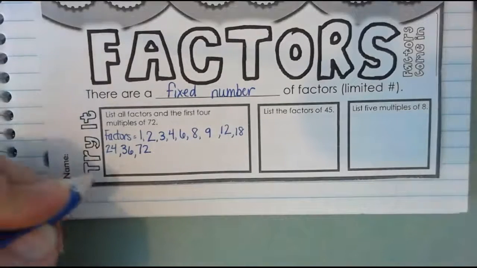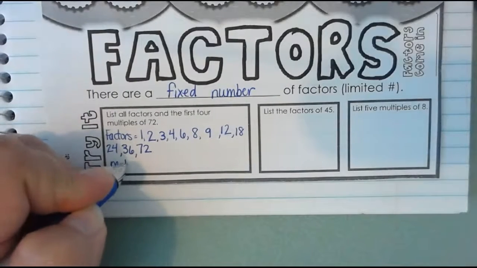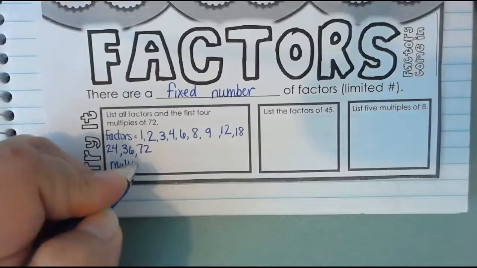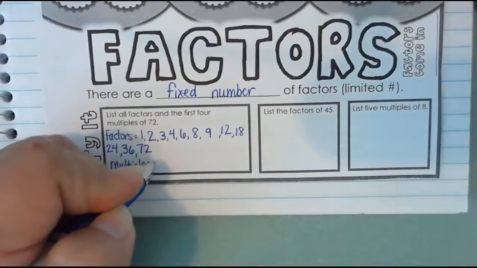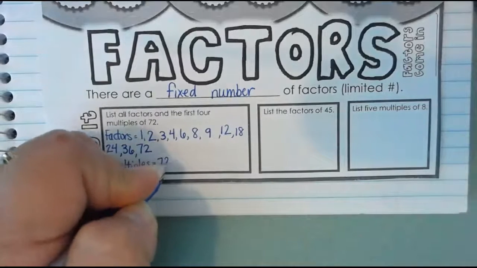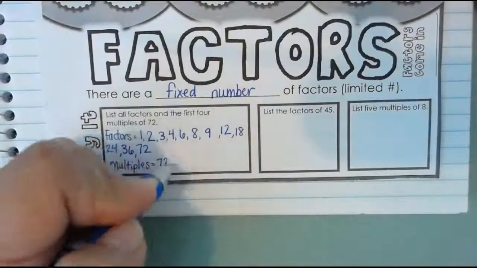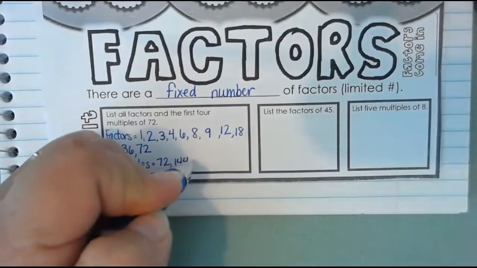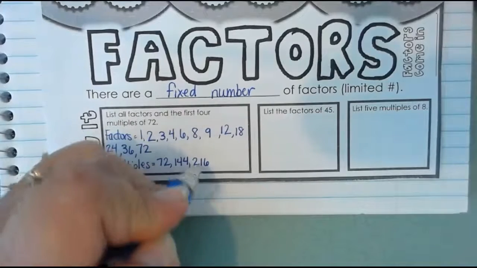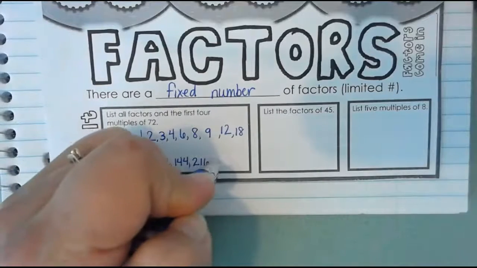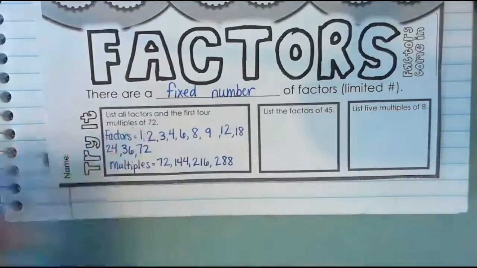They only want the first 4, thank goodness, because this is a pretty big number for me to think about. Wow. Multiples. And the first multiple for this one is 72. After 72, I think 72 times 2, 144. 144 plus 72 gives me 216. 216 plus 72 gives me 288.